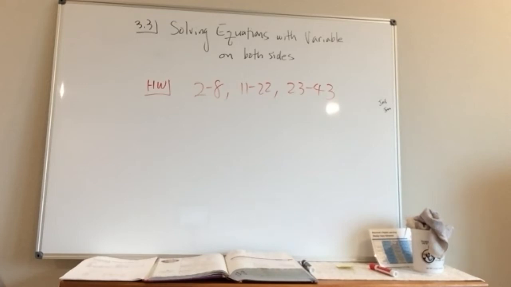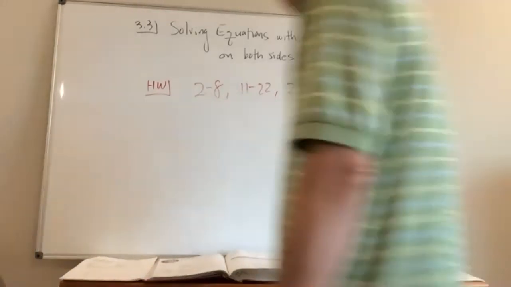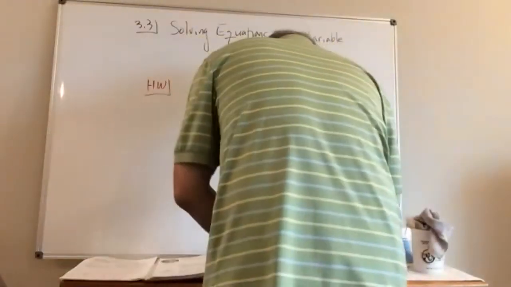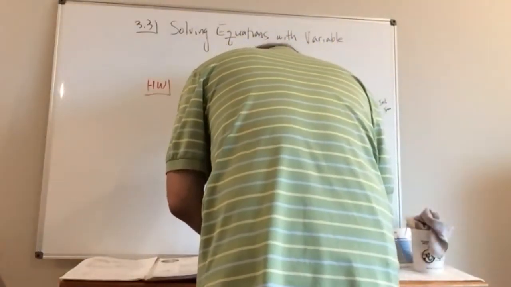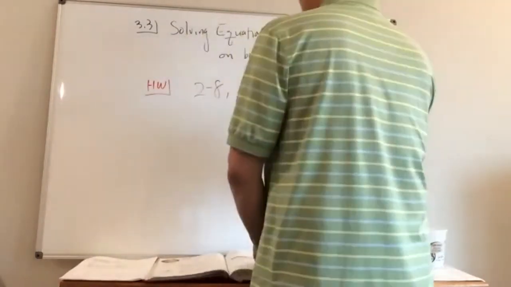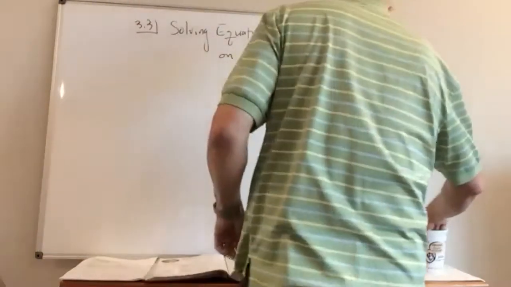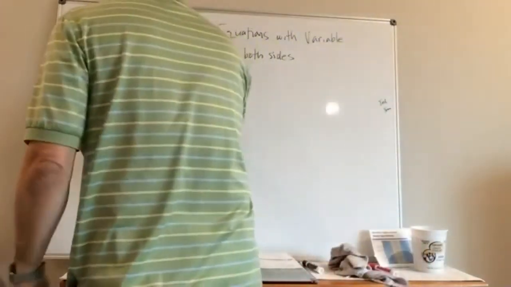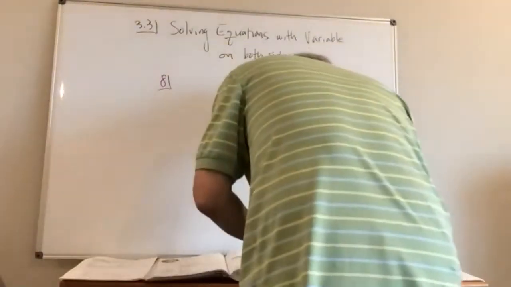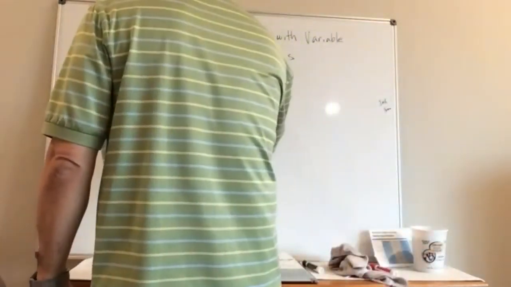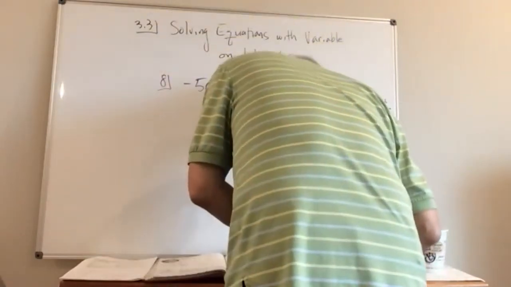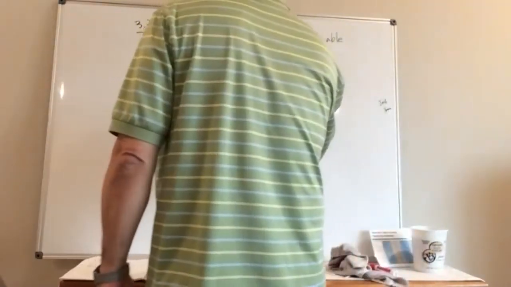Mr. On, I'm a little bit confused about number 8. Okay, let's go over number 8 on page 133, correct? Yeah. All right. Number 8. We have negative 5a plus 6 is equal to 6a minus 38.